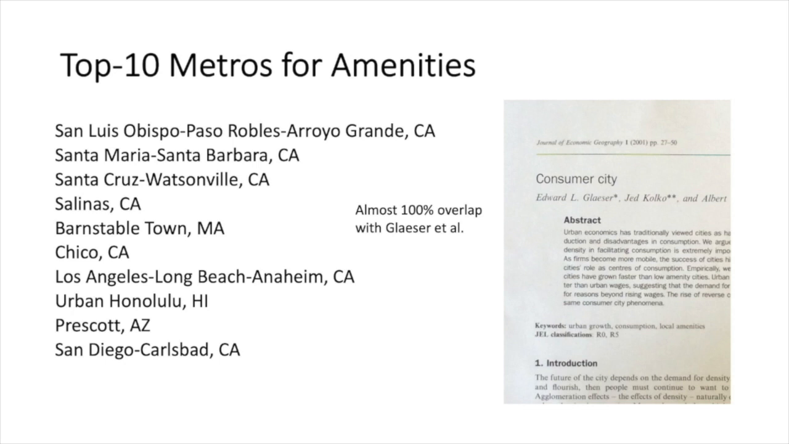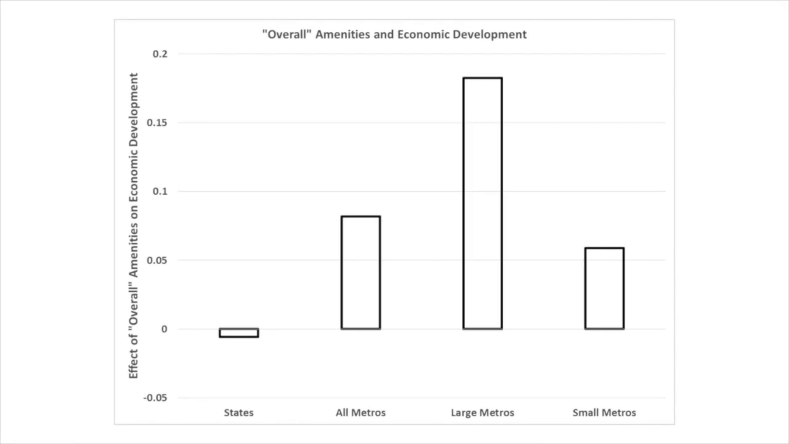So I used the information from the scatter plot of housing values and incomes to calculate an overall amenity score for all 381 U.S. metropolitan areas that I studied, and I did the same thing for states. Here's a summary of the relationship between the Economic Development Index, which is a combination of the Employment Index, Income Index, and Employment Persistence Index, and the amenity score.